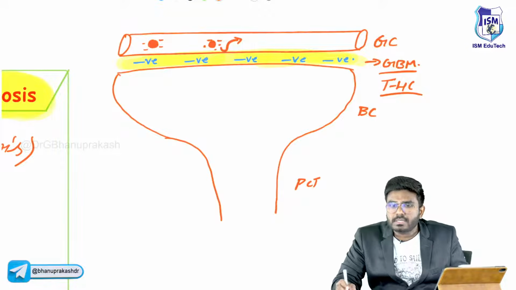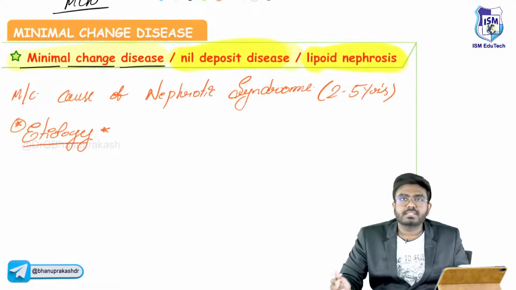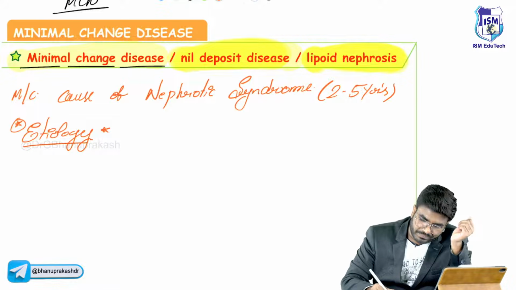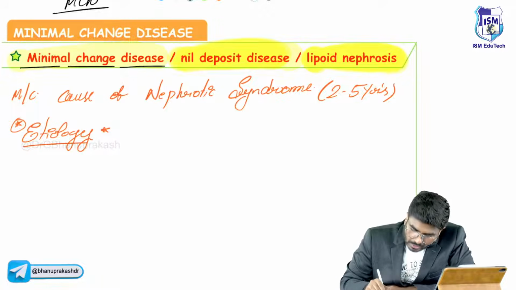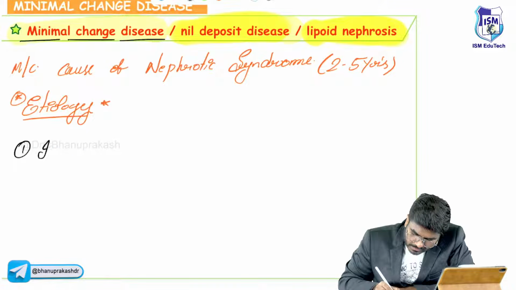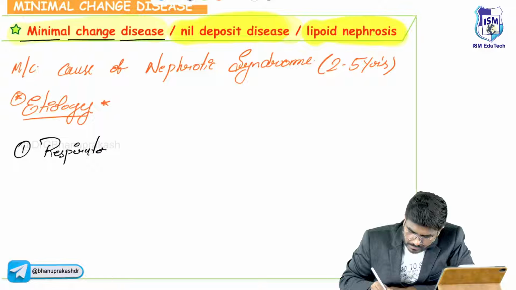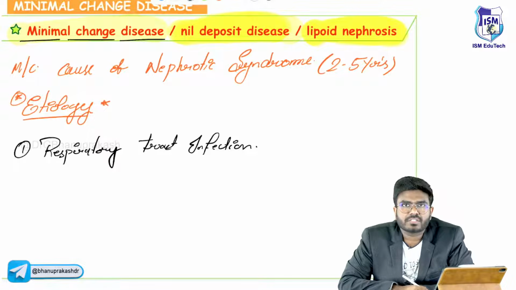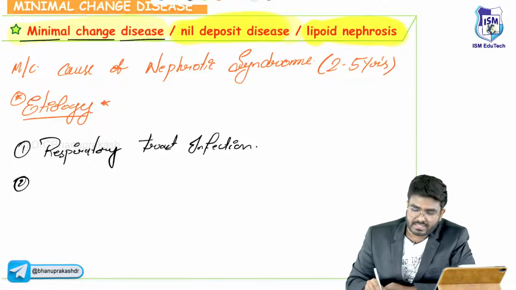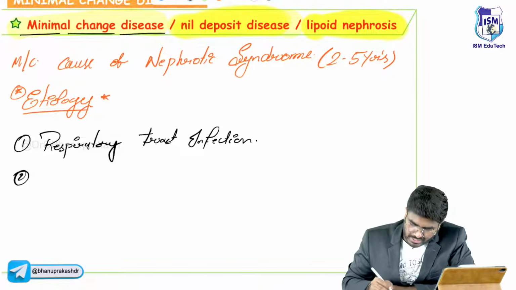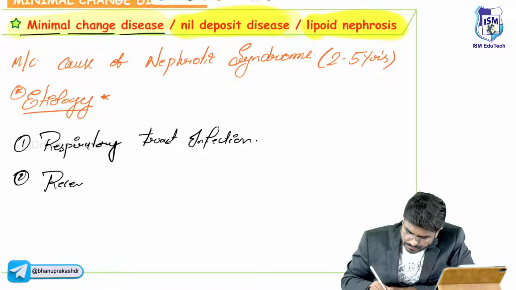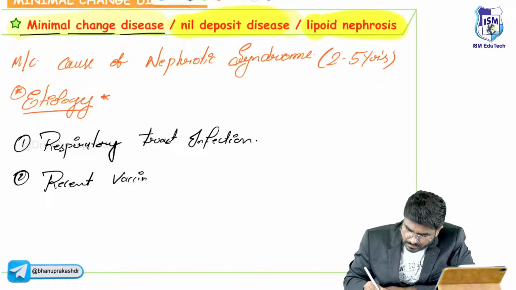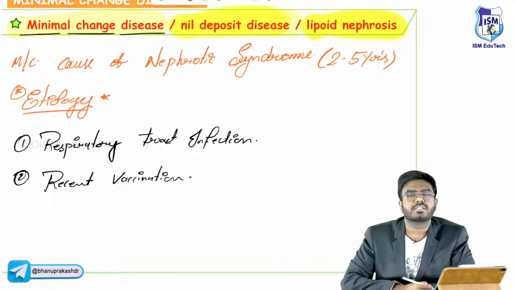But do you know what happens? Sir, in this minimal change disease, when a small boy, a 1-year-old boy, has infections, for example respiratory tract infection. Now he is having a respiratory tract infection. Or the question can say something like this: the patient has a recent history of vaccination.